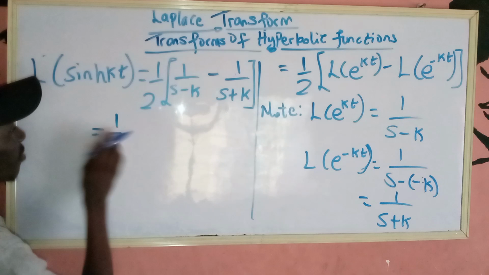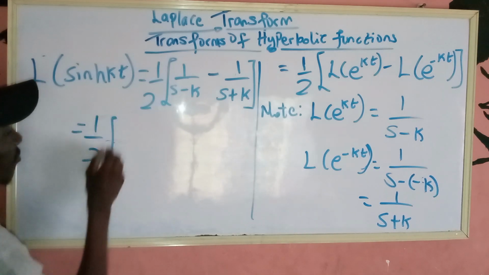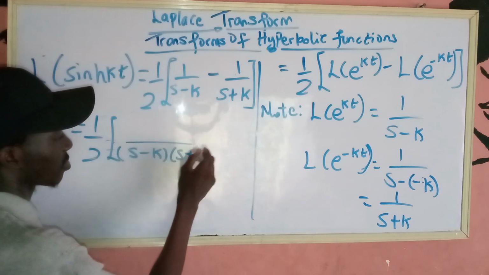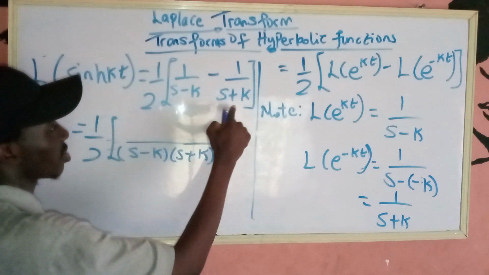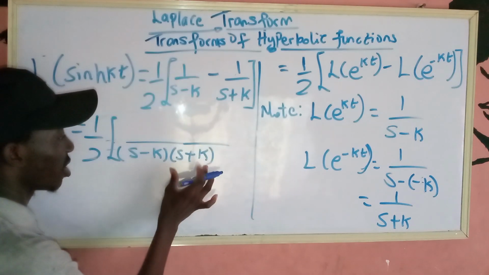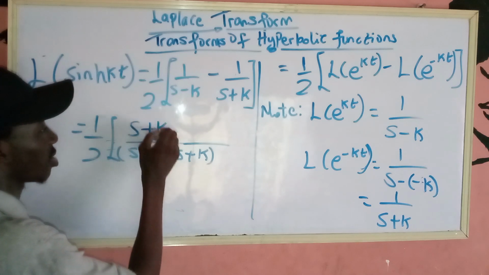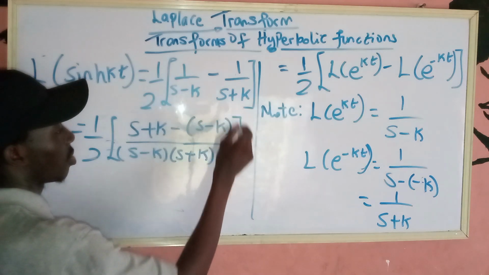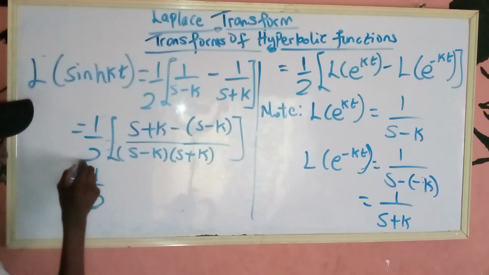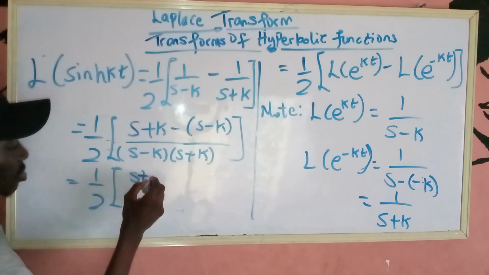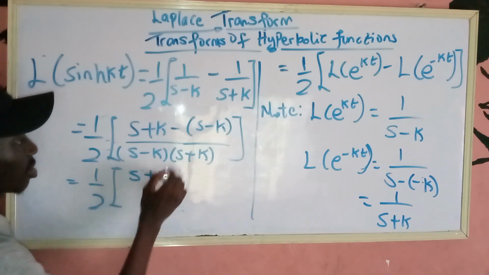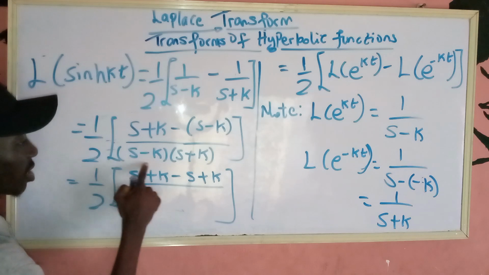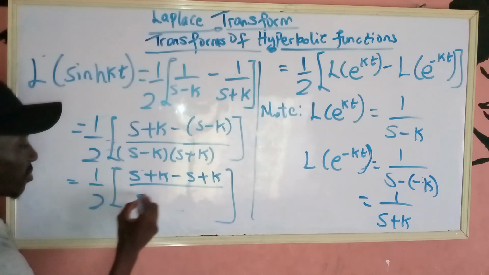From there, that will be half. Taking the LCM of this, I have s minus k multiplied by s plus k. In this expression, this is multiplied by 1, that is s plus k. And this is multiplied by 1, which is this. So that will be s plus k. You can open this and that is minus k plus k over. Now here, when you do this, that gives us s squared.